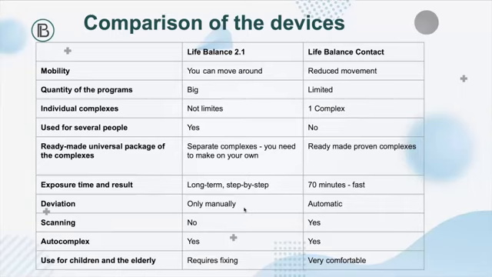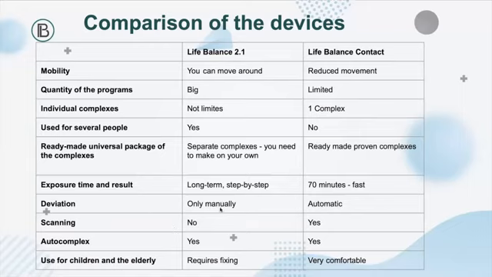But at the same time, even though Life Balance 2.1 is step by step, and we know why, because it's a portable device, it can't be the same as a device where we need to hold the electrodes, of course. But even so, Life Balance 2.1 also gives very good results, but Life Balance Contact is faster.